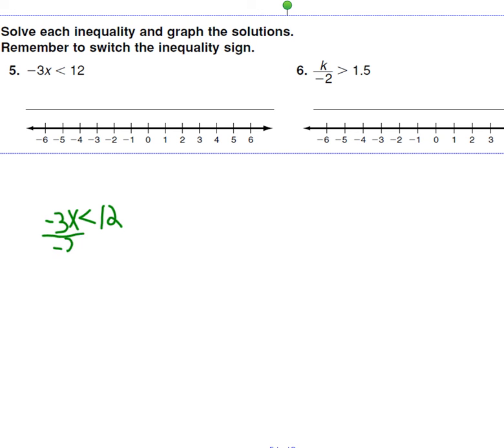So we take both sides, we divide them both by -3. So we get x on the left, we flip the sign, and 12 divided by 3 is -4. Don't forget the graph. So we get x is greater than -4. Since it's not greater than or equal to, it's just an open circle, and we're all done.